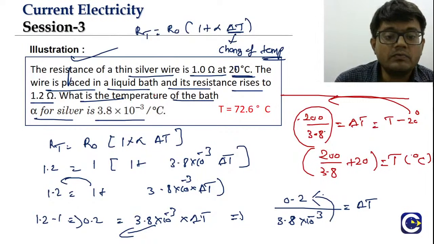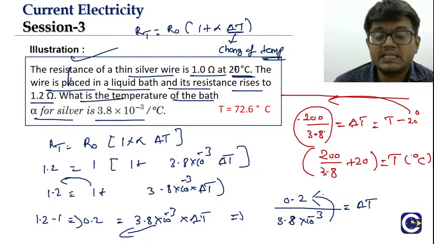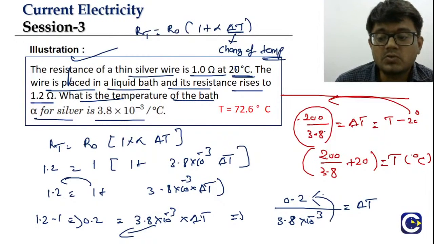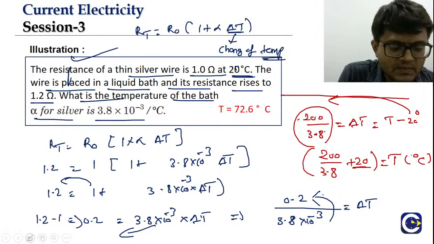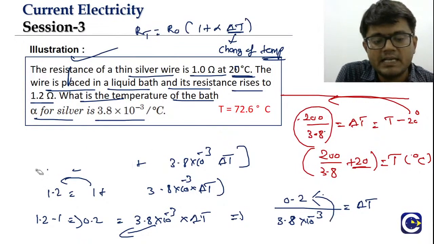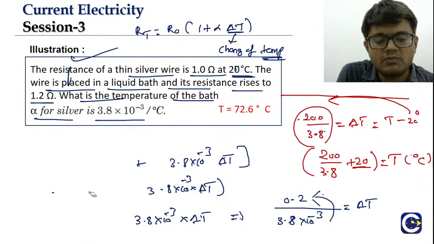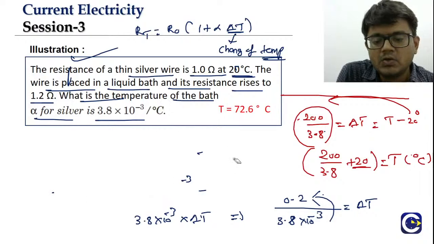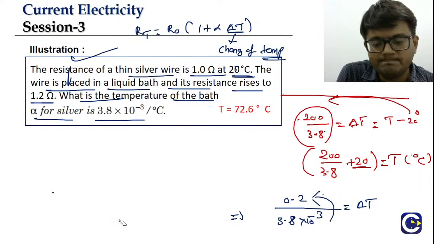But what we need, they are not asking us what the temperature change is, they are asking us what is the final temperature of the bath. Okay, so 200 by 3.8 is 52.6. Now there is a plus 20, so it will be 72.6, look. The temperature of the bath is what they are asking. So 200 by 3.8 plus 20 will come.